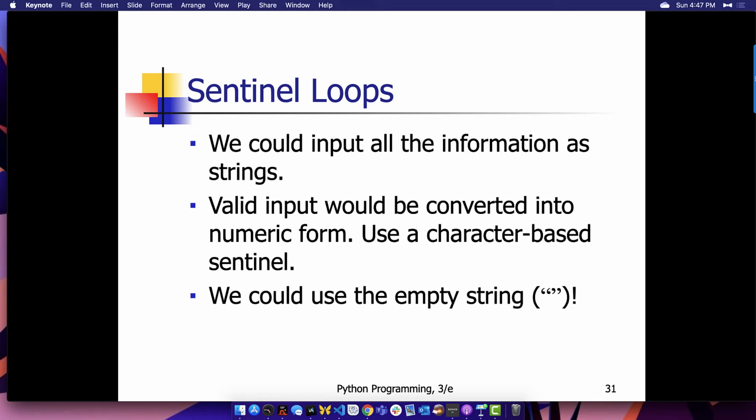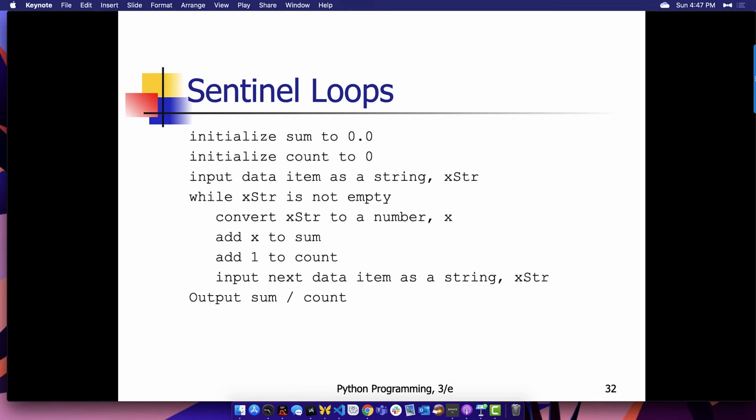So what's going on next? We could input all the information as strings. Valid input would be converted into numeric form, using a character-based Sentinel. We could use the empty string. If they didn't type anything, that would stop the loop. So here is some pseudocode. Take a look at that.